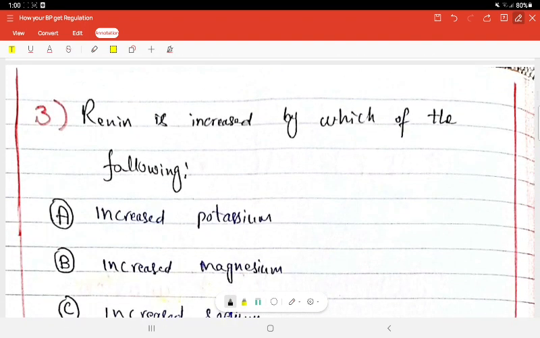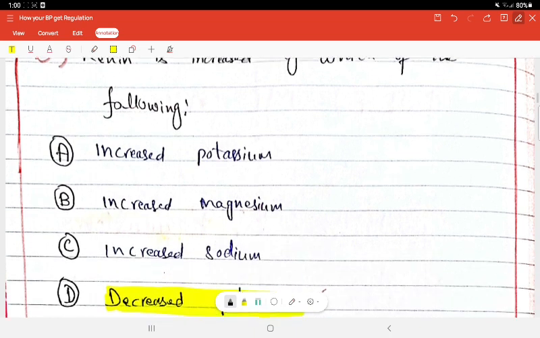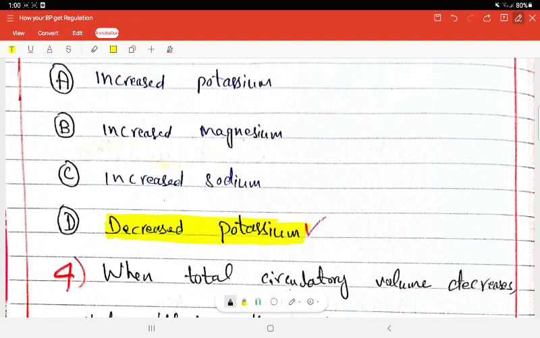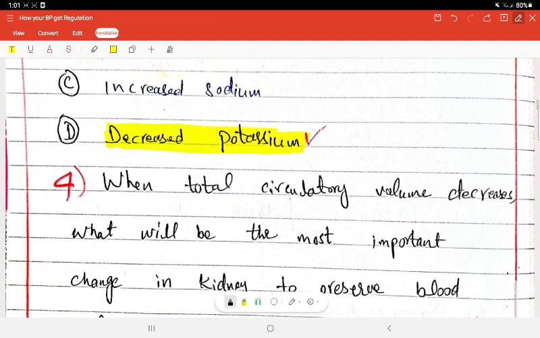Next, renin is increased by which of the following? How is renin secretion increased? First is increased potassium, second increased magnesium, third increased sodium, and last decreased potassium. Renin will control the decreased potassium level to make it normal.